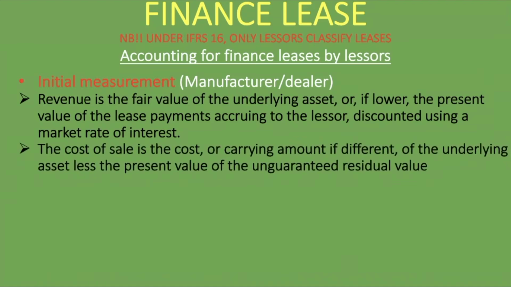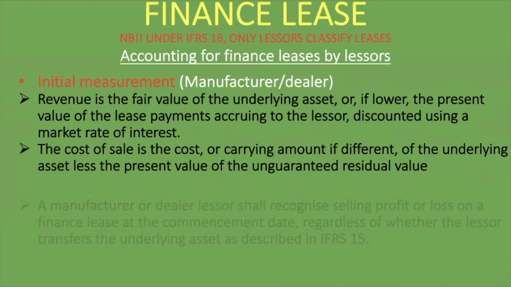The cost of sales. Now remember, when we recognize revenue, we're also recognizing cost of sales. This is the cost or carrying amount, if different, of the underlying asset less the present value of the unguaranteed residual value. So if the lessor is buying this asset and basically just leasing them out, then the cost of sale will be the cost. Otherwise, the carrying amount, if it's different, and you deduct the present value of the unguaranteed residual value.